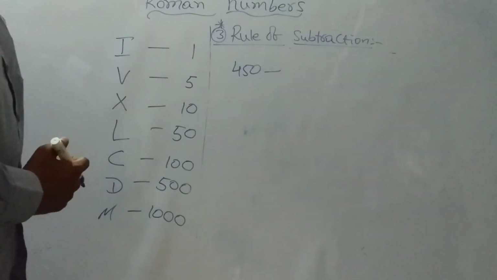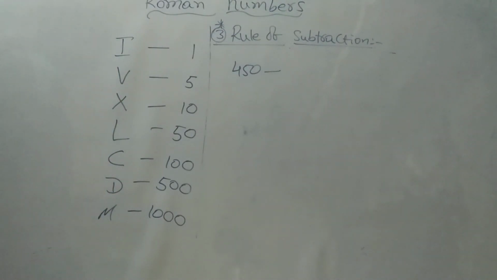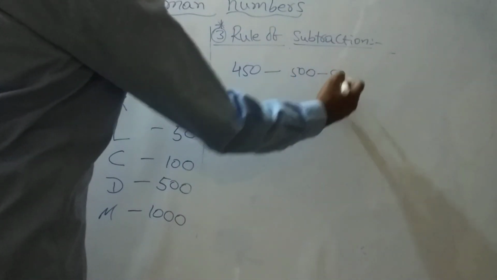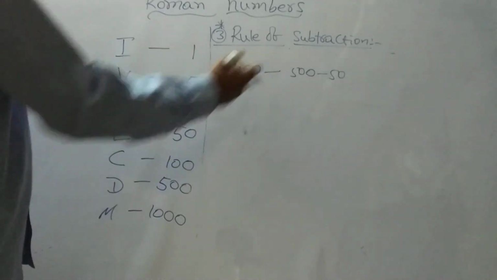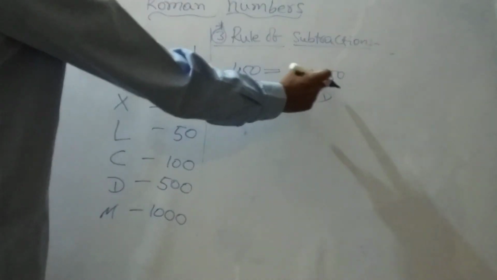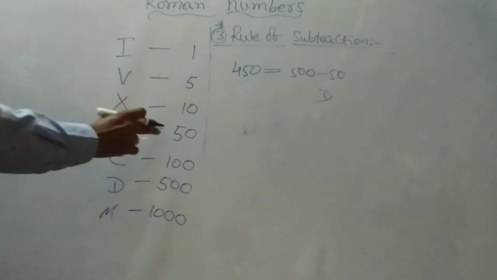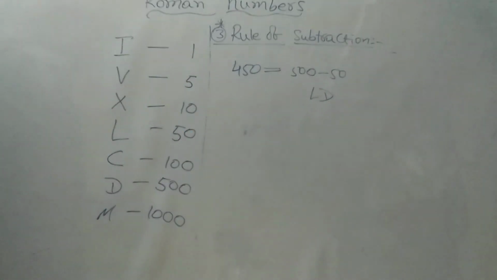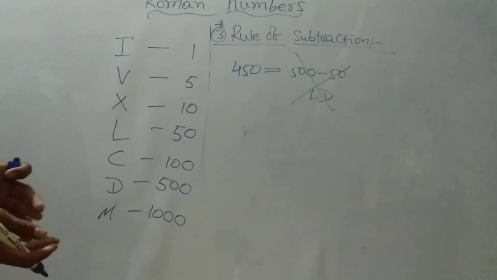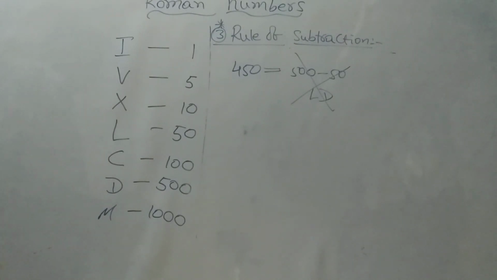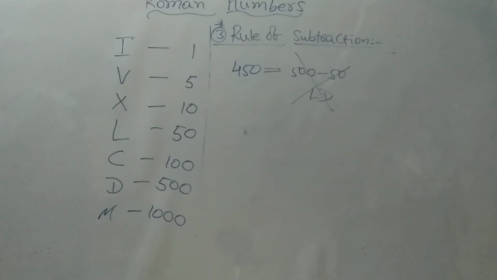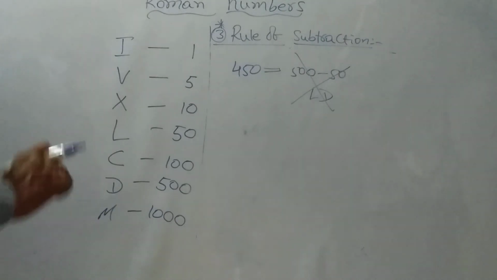Next, one more important point. Suppose you want to write 450 in Roman numerals. 450 can be written as 500 minus 50. What is the symbol of 500? D. What is the symbol of 50? L. LD. It is also wrong notation in Roman numerals. L also cannot be subtracted from any number.